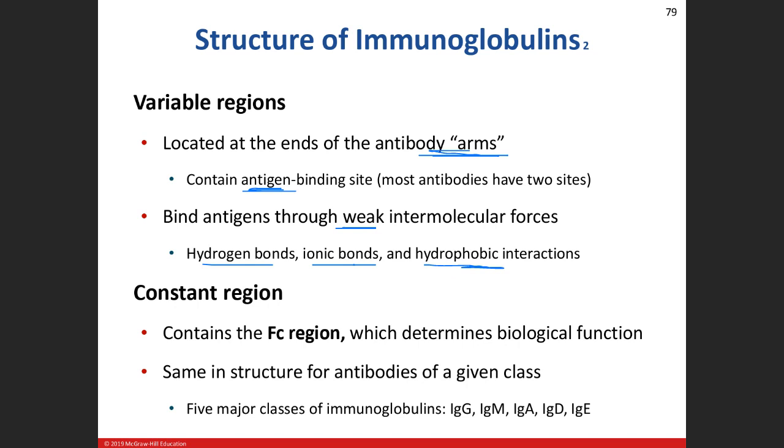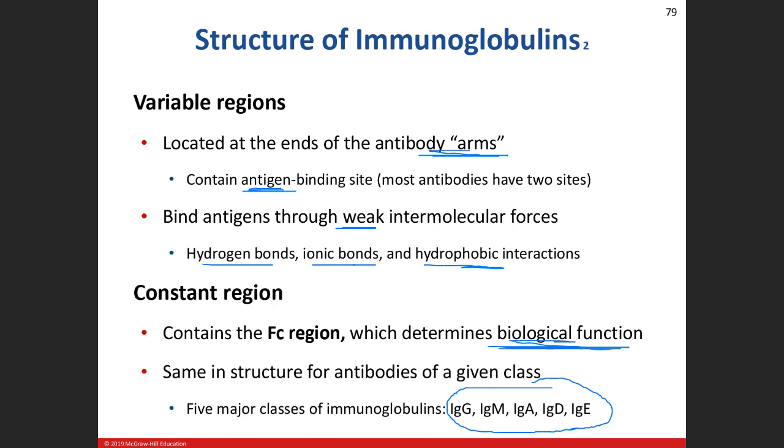Now, our constant region, we call that the Fc region there. This is how we determine what type of function in the body, what type of reaction the actual antibody is going to undergo. And I'm going to talk about those functions in a second. You should know these classes of antibodies. The nice thing is the constant region is the same throughout the class. So all the antibodies in a class are the same. All the constant regions in IgA are going to be the same. So those are the 5 major classes listed below: IgG, IgM, IgA, IgD, and IgE.